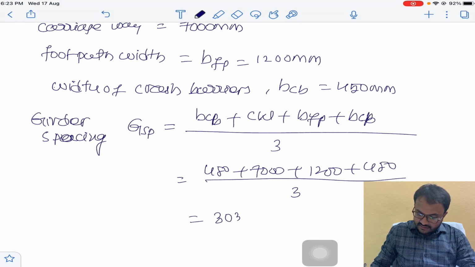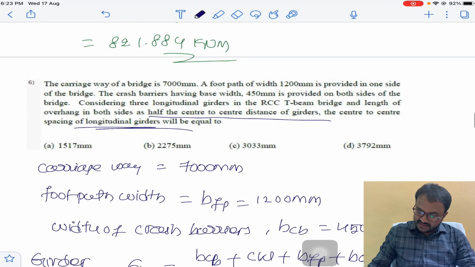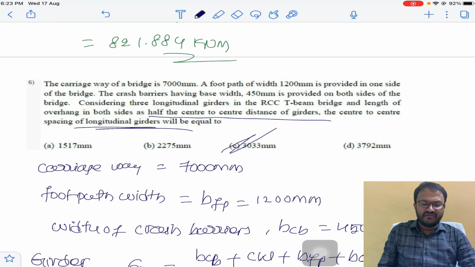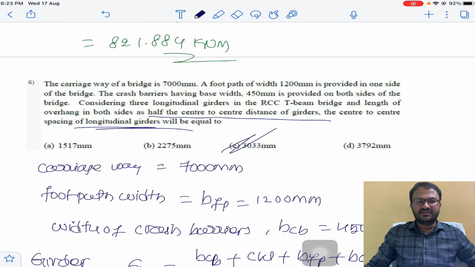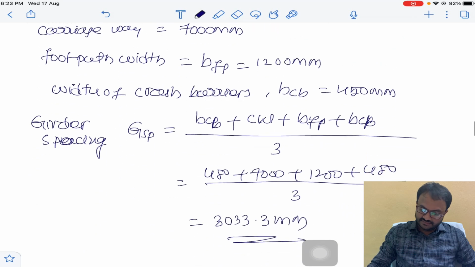You will have 3033.3 mm. Clear? So the answer is C for question number 6. Okay, very simple problem. You need to remember this type of formulas to solve this question. Without the formula you cannot deal with the question.